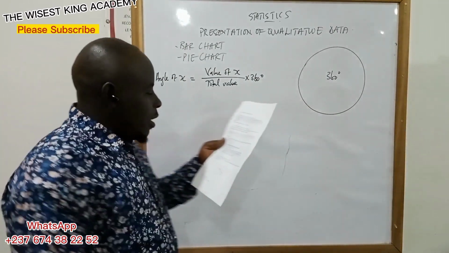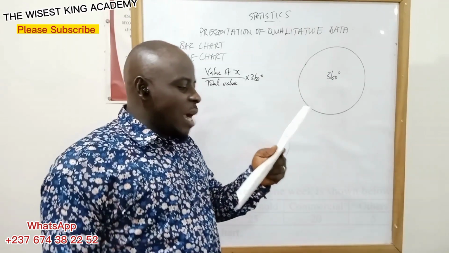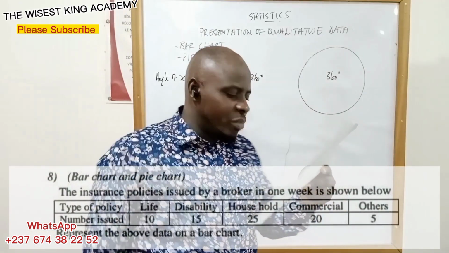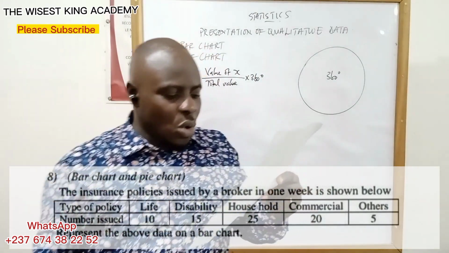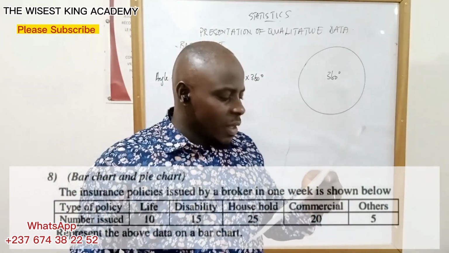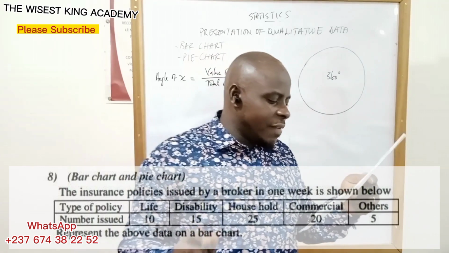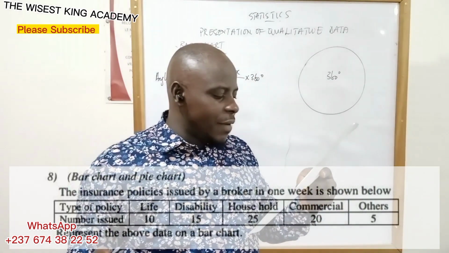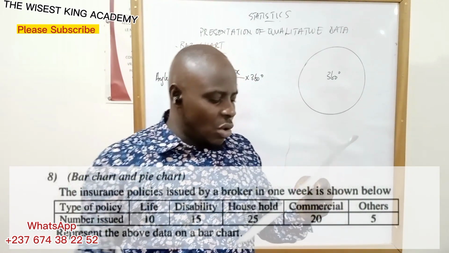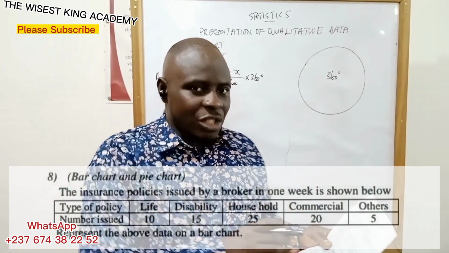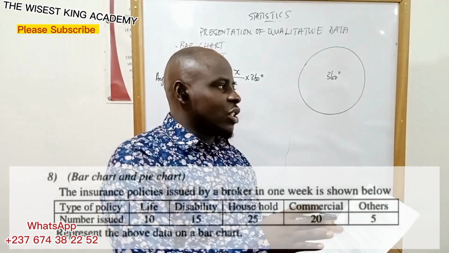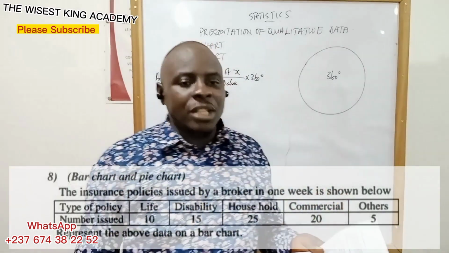The insurance policy issued by a broker in 1 week is shown below. Type of policy we have: life, disability, household, commercial, and others. Number issued: 10, 15, 25, 20, and 5. Represent the above data on a bar chart. This one is a bar chart, but we have already seen how to prepare a bar chart. I want to present it on a pie chart.